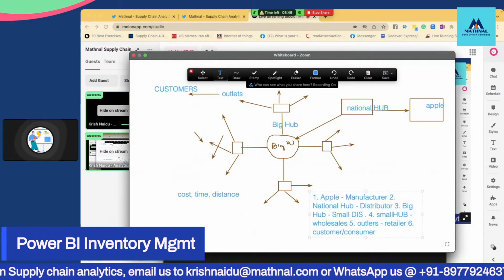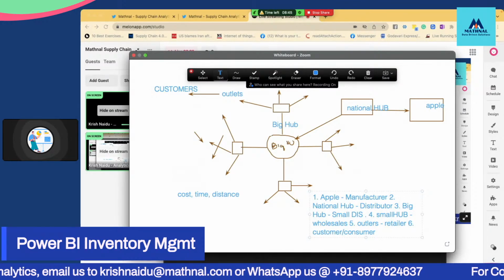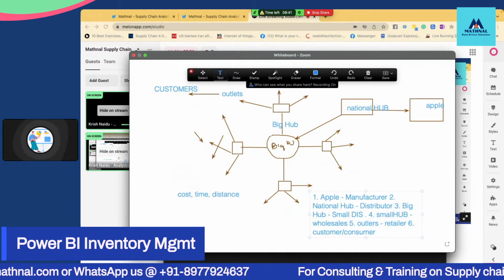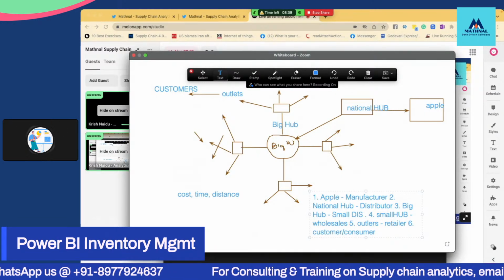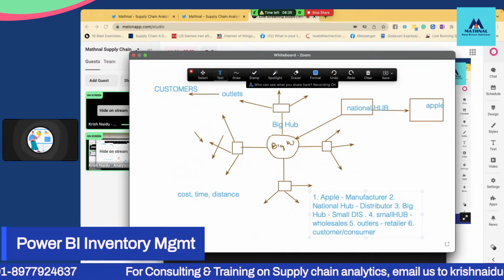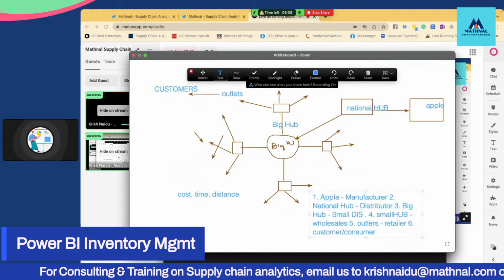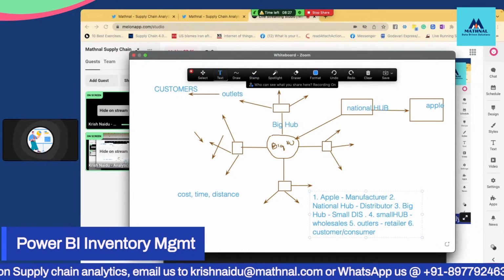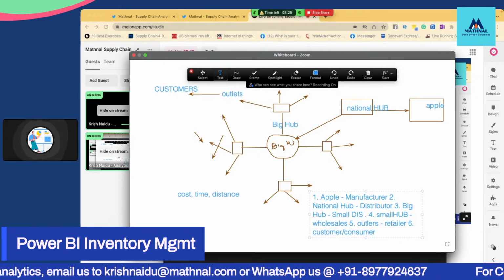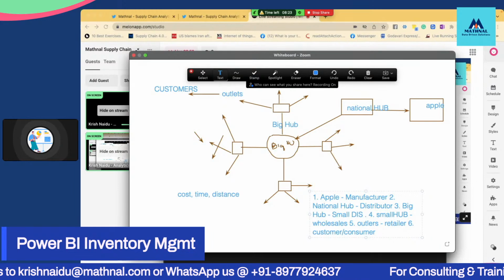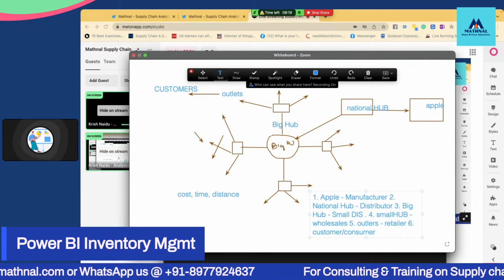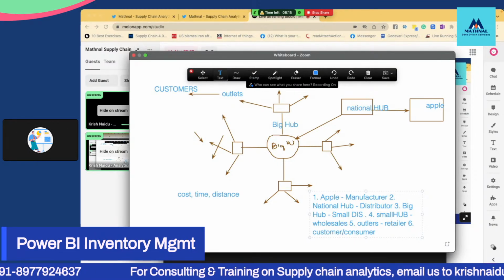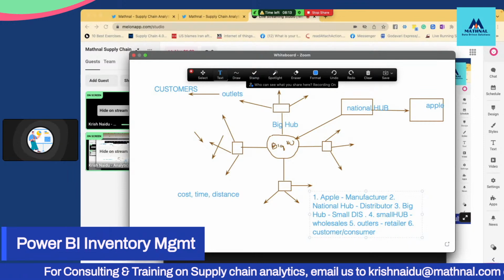Okay, sir. What do you mean by wholesaler here, sir? See, wholesale means the difference between all these is the stocking capacity. Apple, because they are the manufacturer, will have huge stocks. National hub is not a manufacturer, it is a distributor. They will buy some amount of the stock which Apple has manufactured. Suppose Apple has manufactured 1 million phones.